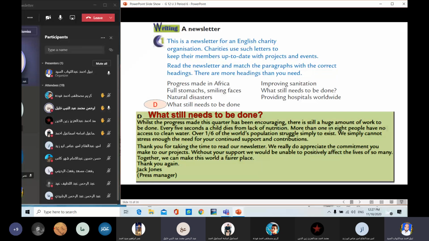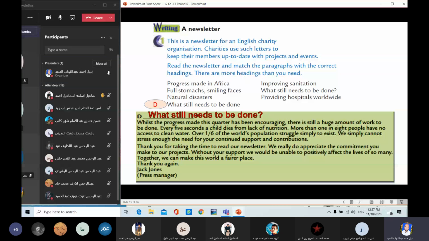A huge amount of work. Yes, of course, a huge amount of work. Examples: getting clean water. Yes. What else? Providing people with their needs. Yes. We simply cannot stress enough the need of your continuous support and contributions. So he asked for support because there are too many things to be done. Thank you. Now, discuss the letter in small groups.